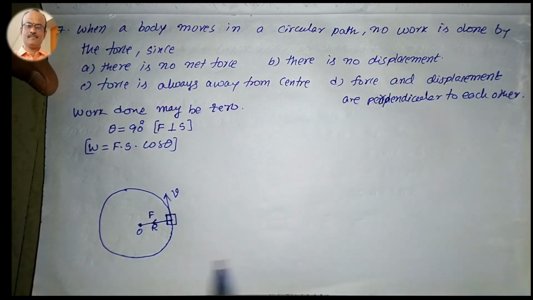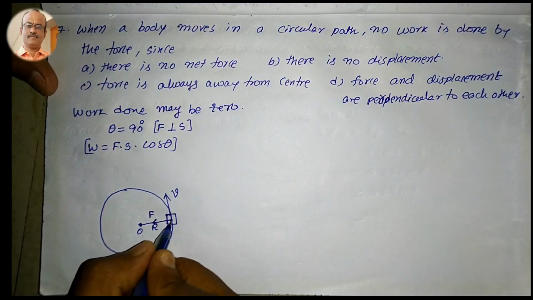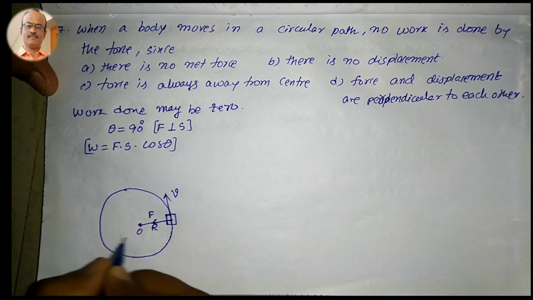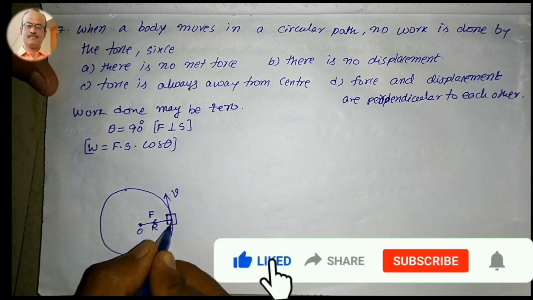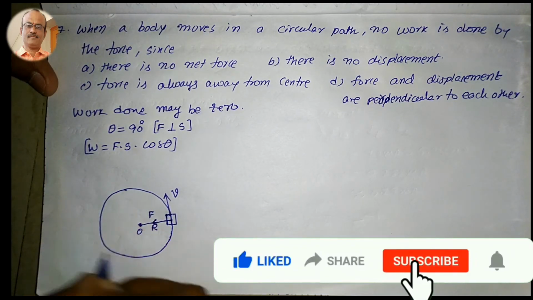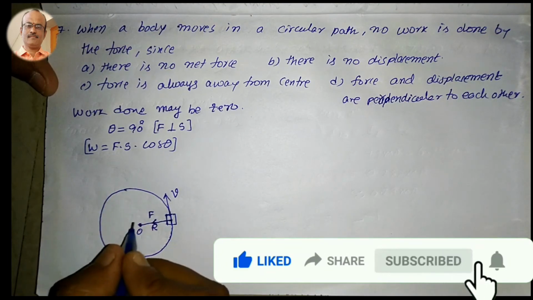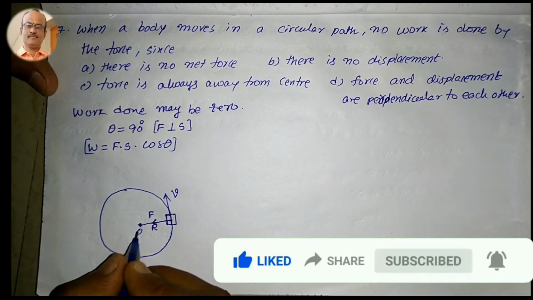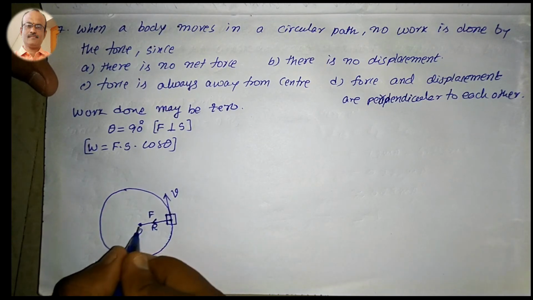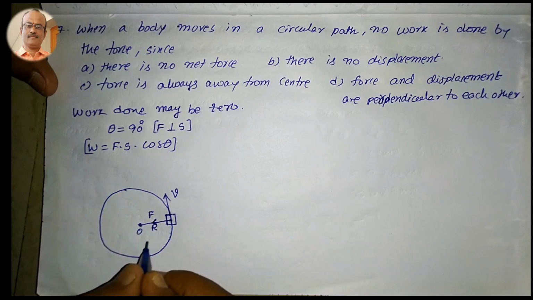There is no displacement. We can't say like that. Why? Because if the particle which is moving in a circular path comes from the starting point back to the initial point, then we can say there is no displacement. But it is continuously rotating, continuously moving, so you can't say there is no displacement. And force is always away from the center? No, force is always towards the center.